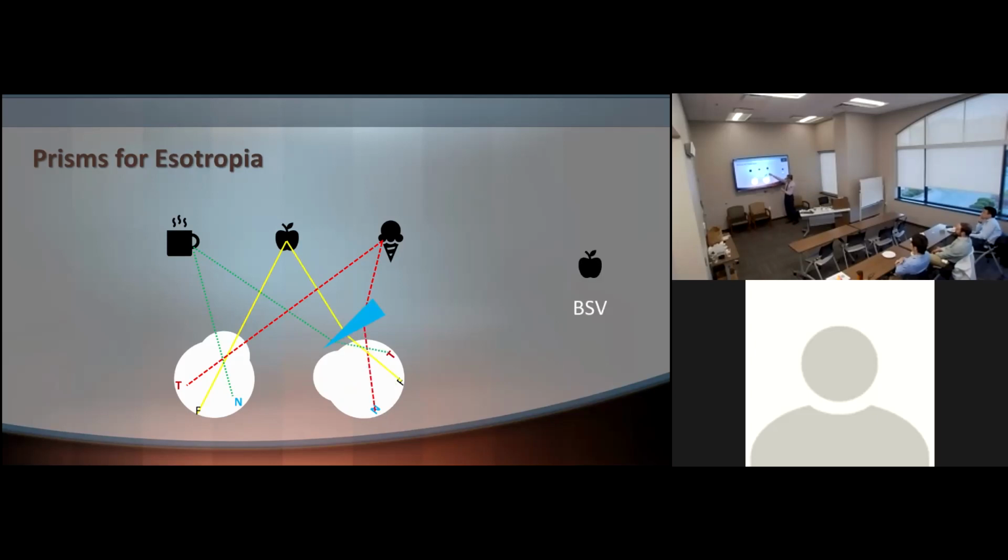So the fovea will be looking at the apple, and the nasal retina will look at the ice cream, and the temple will look at the cup. So we're going to end up seeing single vision. This is binocular single vision.